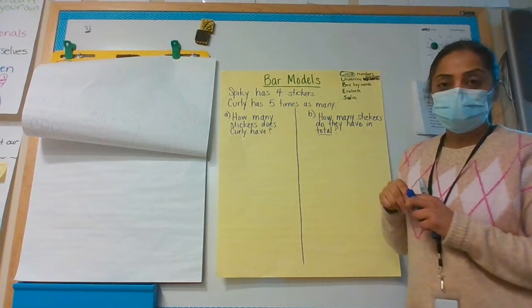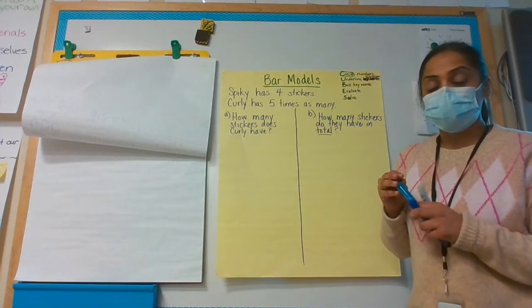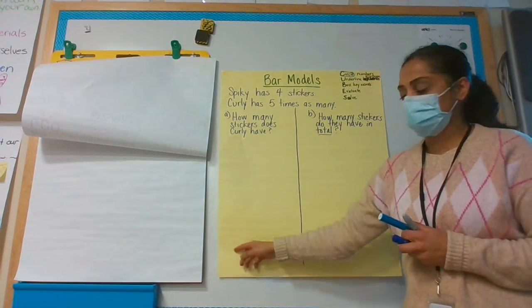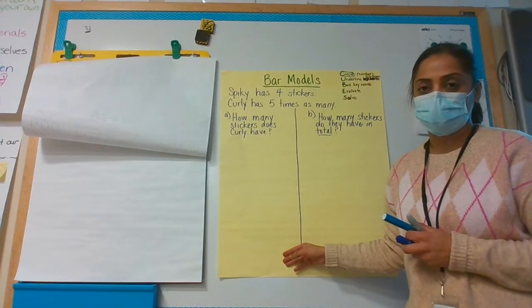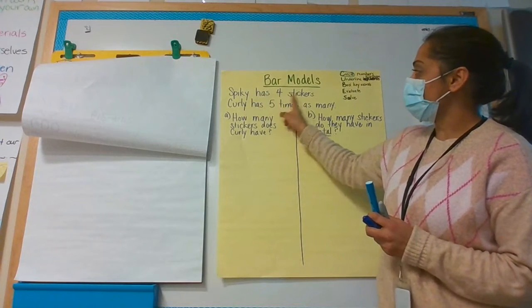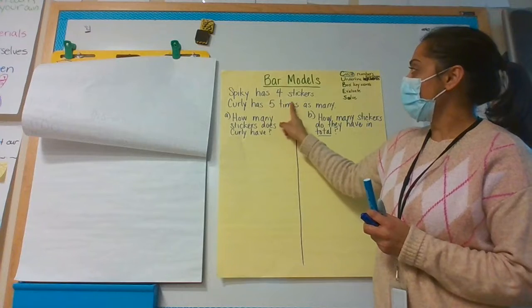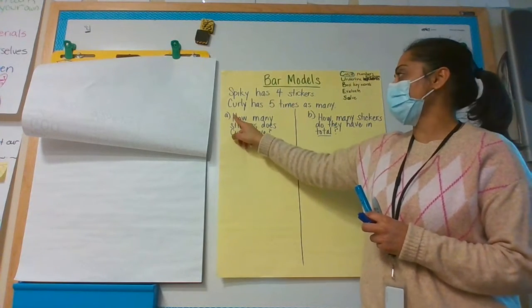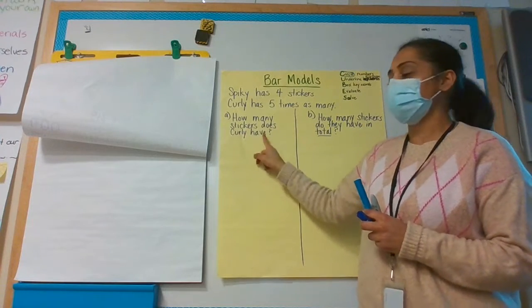So let's go ahead and read the word problem and use CUBES. And then the second step that I've been encouraging you to do is to write an answer statement with a blank at the bottom. So we're going to do that too. So this says Spiky has 4 stickers. Curly has 5 times as many. And the first question is asking, how many stickers does Curly have?